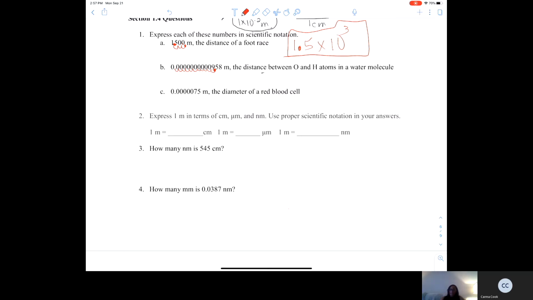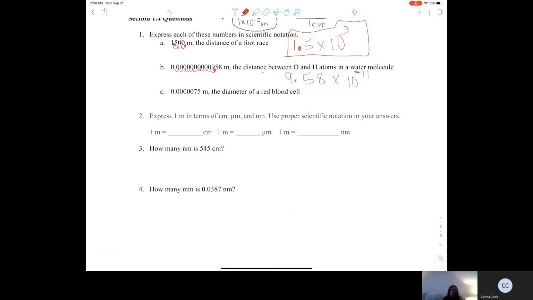So that's 9.58. Then I write my exponential expression times 10. I moved it 11 spaces, so I do my superscript for my exponent, 11. But this is a very small number. It's less than 1. Whenever you change a very small number that's less than 1 to scientific notation, you put a negative sign in front of your exponent. So 9.58 times 10 to the negative 11.